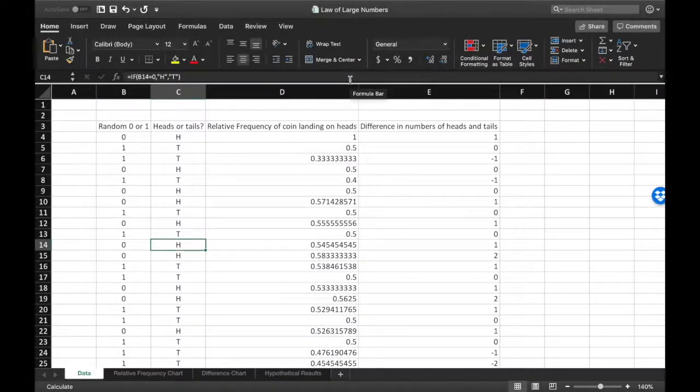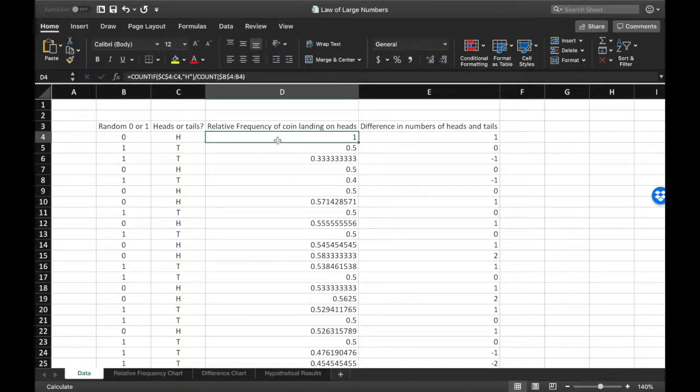So here we are in Excel. What I'm going to look at here is simulating flipping a coin, a fair coin, many times, thousands of times. So what I've done here is created a random number, 0 or 1. 0 will correspond to heads, 1 will correspond to tails. So I get a 0 in the first coin flip. I label that an H.